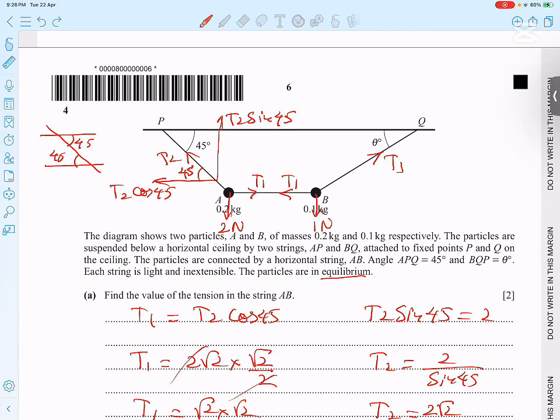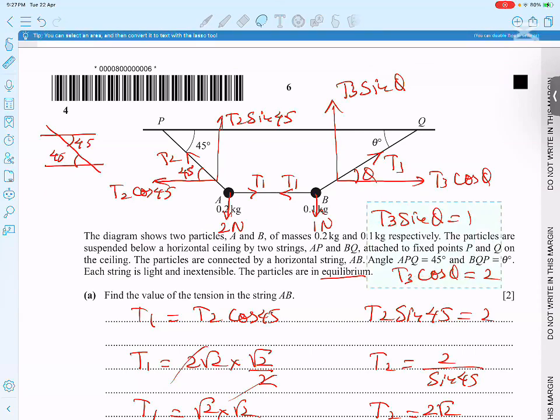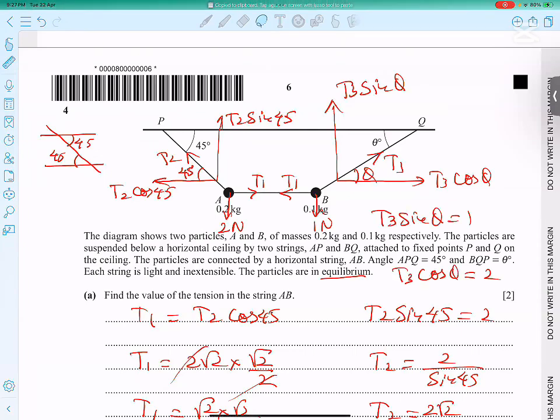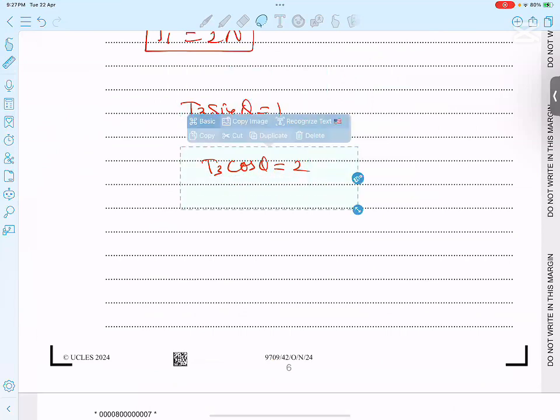Now I'm focusing on this point. What is this, student? Common sense: this is the angle theta, so T3 cos theta. And what about this, student? This is T3 sine theta. And this is 1, so 1 equals that. I got 2 pairs. Let me write them: T3 sine theta is equal to 1, and this equals 2. And T3 cos theta is equal to 2. So these two equations, I got them, and I'm going to solve them.